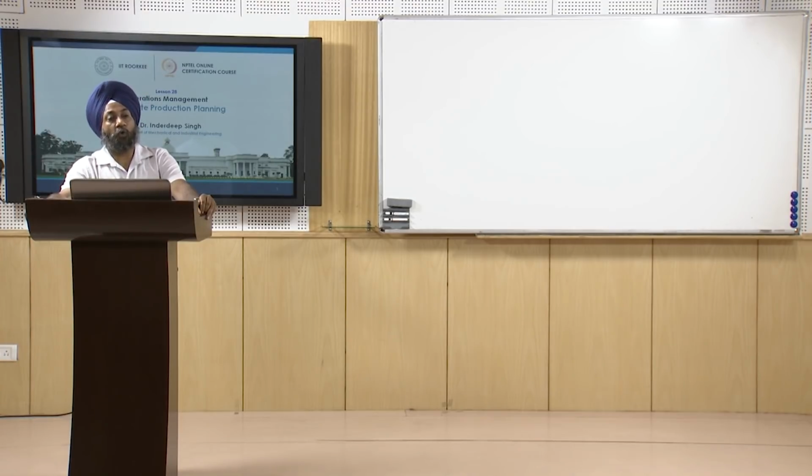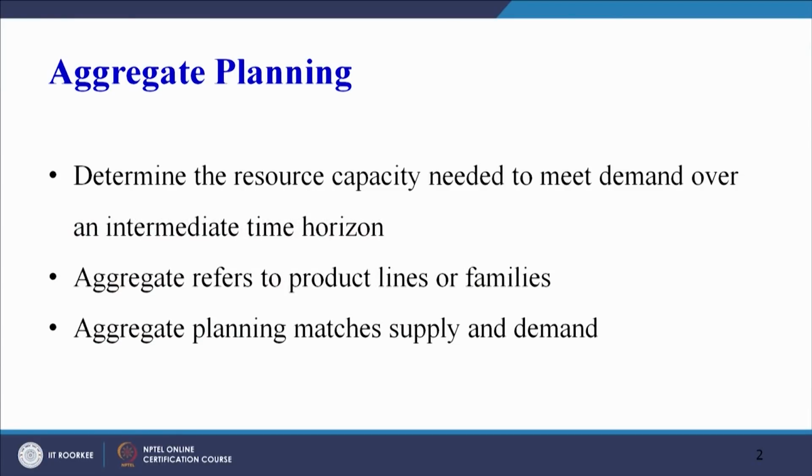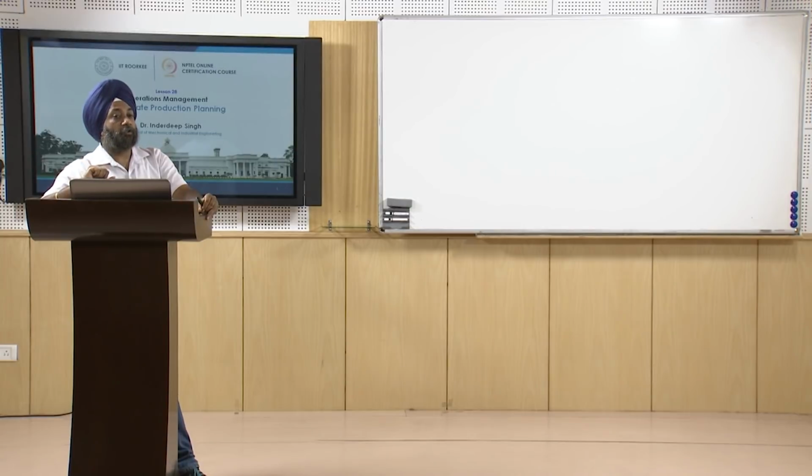Aggregate refers to product lines or families. So we can see that the word aggregate will focus on product lines or families. Aggregate planning matches the supply and demand.